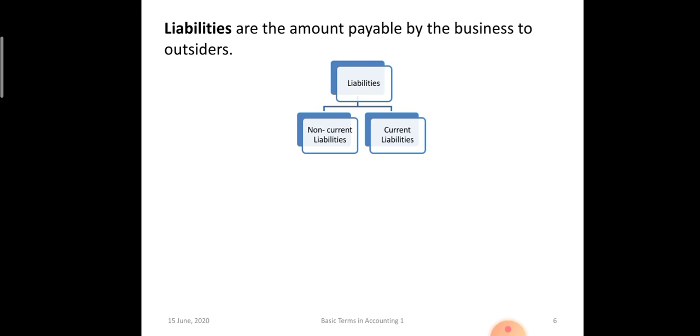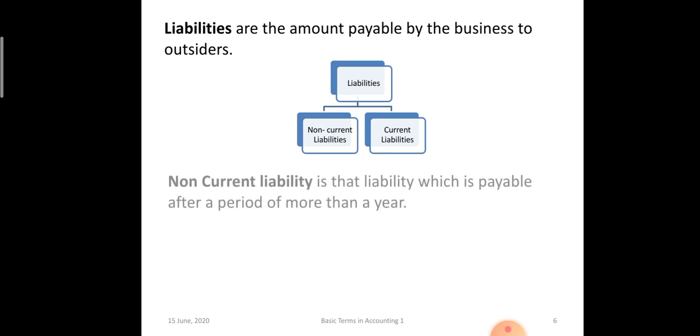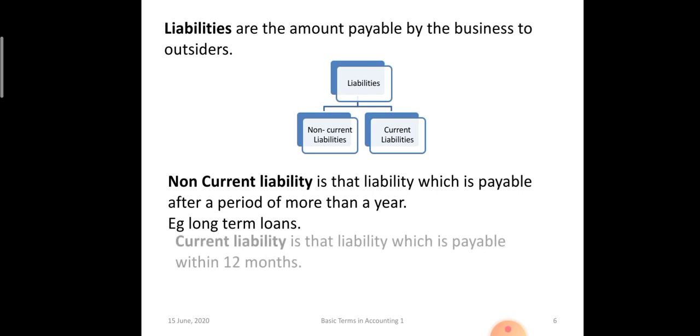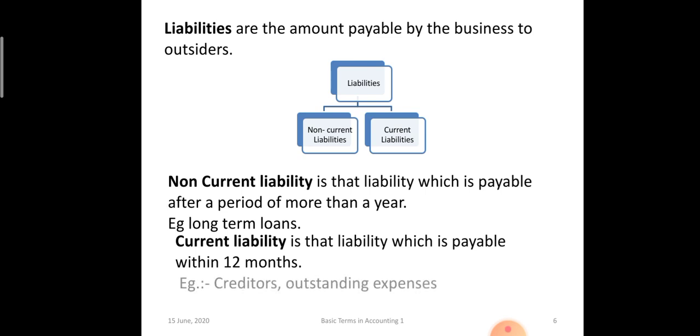Non-current liabilities are the liabilities which are payable after 1 year. Okay, liability which is payable after a period of more than a year. Examples are long-term loans and debentures. Now debentures is a new term for you. The meaning we will discuss later on. Then current liabilities are the liabilities which are payable within a year or 12 months. Examples are creditors, outstanding expenses like salary outstanding, electricity bill outstanding.